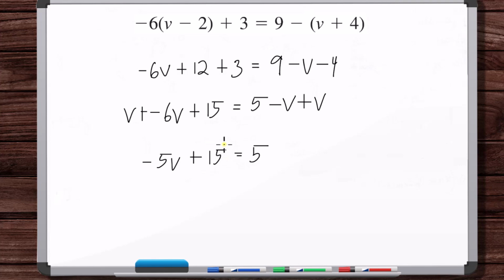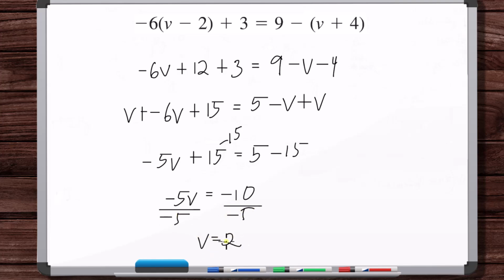Okay, now let's subtract 15 from both sides. Okay, minus 5v is equal to minus 10. So now let's divide both sides by minus 5. V is equal to 2. Okay, so that's the solution if we didn't make any math errors, but we can check.